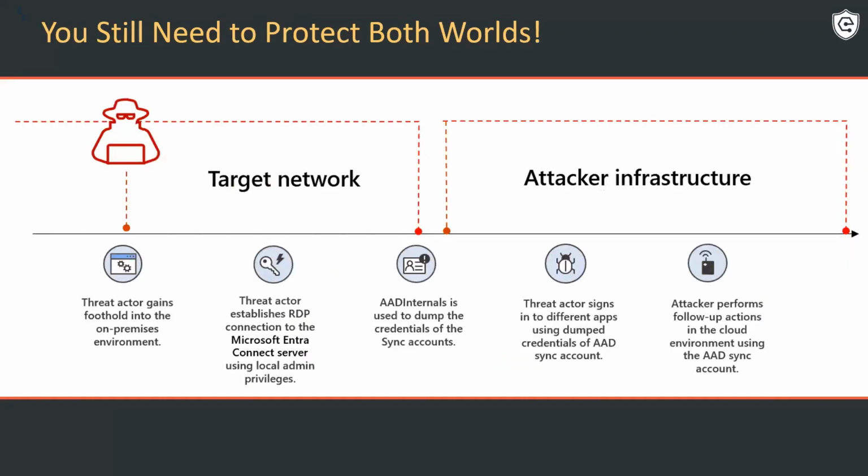One other thing that we just wanted to point out before we get into talking about some of those common attacks is the fact that you still need to protect both worlds. It's very common for someone in an on-prem environment that has elevated their privileges to then find ways to attack and get into your cloud infrastructure. Here we have a really popular example where a bad guy on-prem with elevated privileges is going to get into your Azure AD Connect server, right?